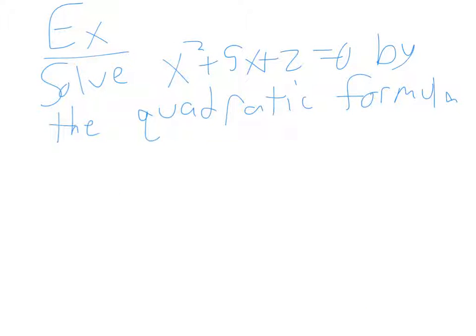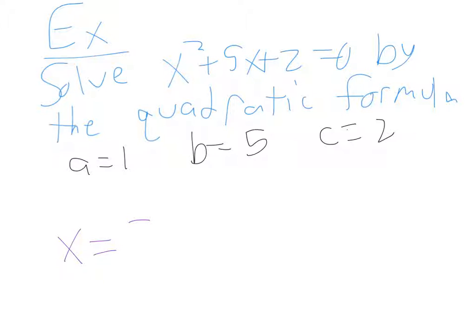Alright, solve x squared plus 5x plus 2 equals 0 by the quadratic formula. Notice our number in front of x squared is 1, so our a is 1. Our number in front of x is 5, so our b is 5. And our constant is positive 2. So we plug those numbers into our quadratic formula.